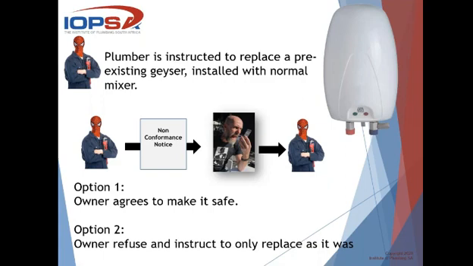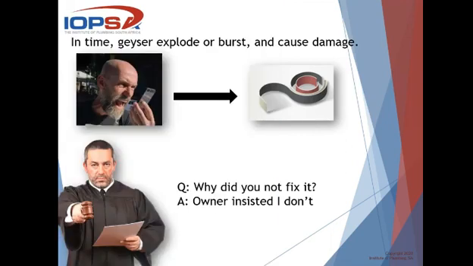So option one, the owner will agree, and you'll make it safe, and everybody's happy. Option two, the owner refuses and instructs you to replace the geyser as it was. It's fine. Again, we're not going into that. We know you can carry on and replace it then. But then, in time, the geyser explodes or bursts and causes damage. So the same thing happens. The owner told you not to fit the correct tap. The geyser exploded. The owner shouts. You go to the Consumer Commission.